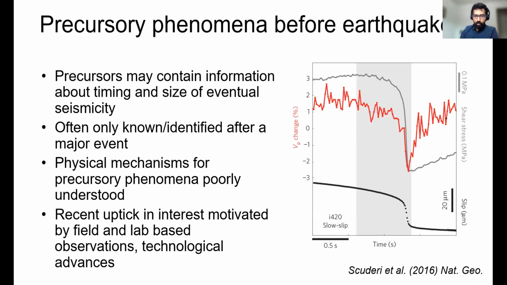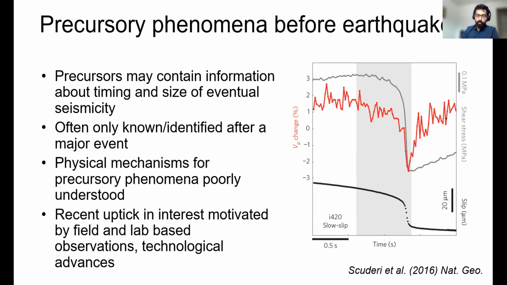So just to quickly summarize what I've said so far, we think precursory deformation signals can contain some information about the systematics of a future event. They definitely contain information about the nucleation process. So it begs the question of, if they're that great, why we don't use them all the time. And there's a couple problems with that, right?